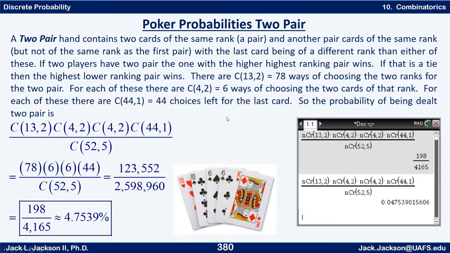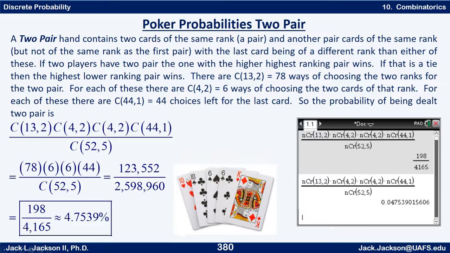2 pair is a hand that's 2 cards of the same rank, a pair, and then another pair of the same rank as each other, but not the same rank as the first. Like here, I've got a pair of 10s and a pair of 6s. If 2 players have a tie, then whichever one has the highest pair wins. So a pair of 10s and 6s would lose to, say, a pair of queens and a pair of 5s, because you just go by the highest one.